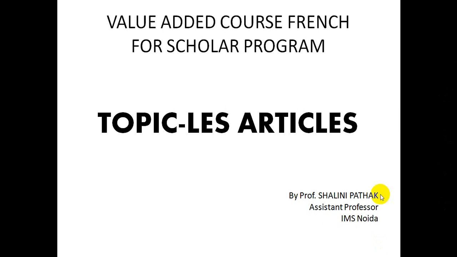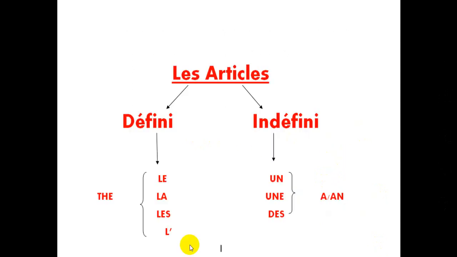Articles are called les articles in French. We have two types of articles in French language, as you can see in this slide. First one is défini and second one is indéfini. Défini means definite articles, indéfini means indefinite articles.